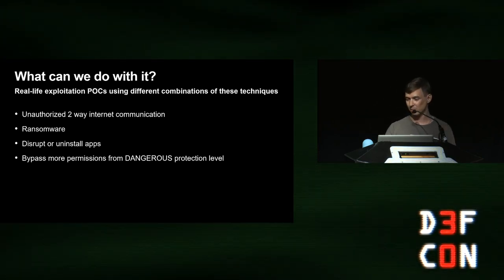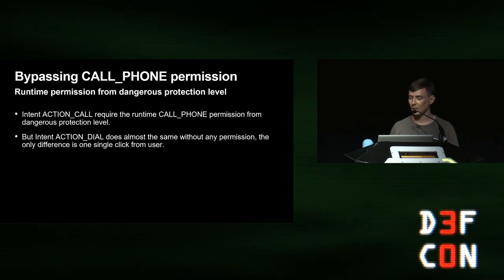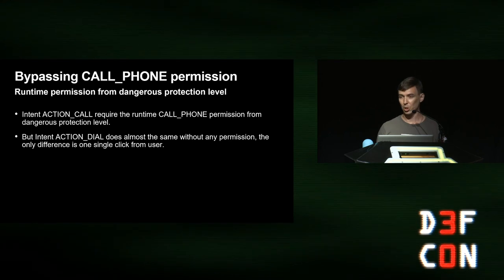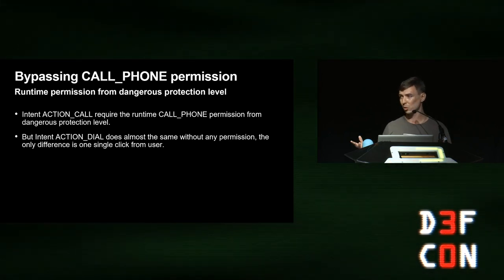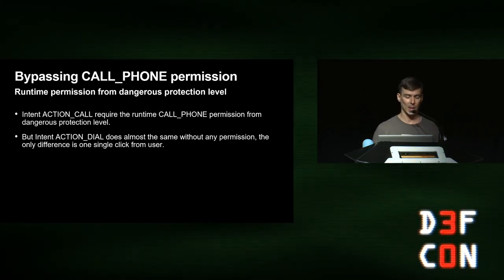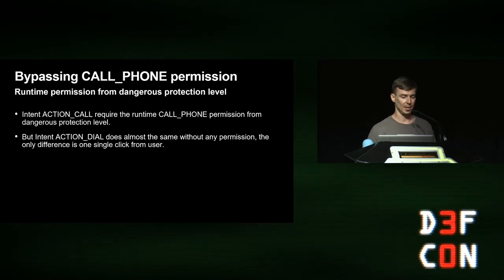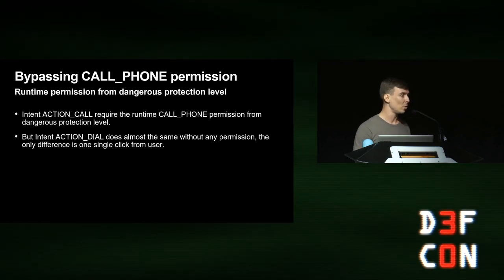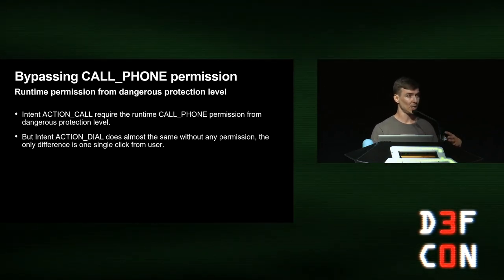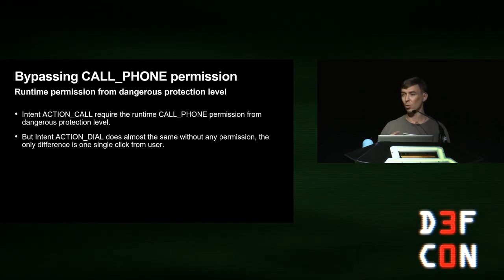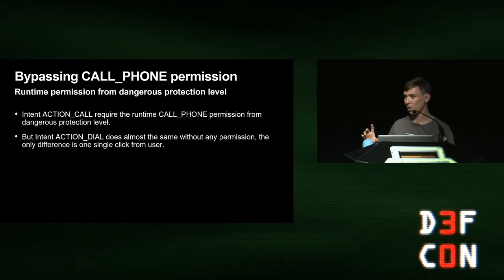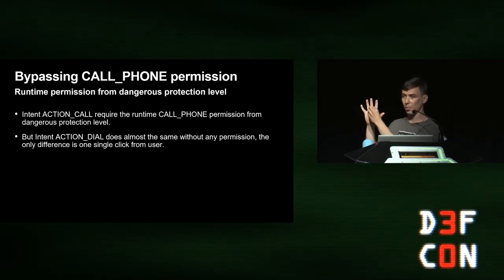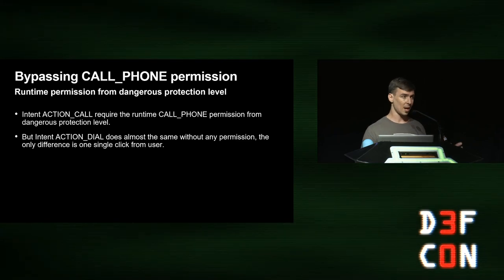Let's see some examples. Call phone permission. In Android, there is a permission from a runtime dangerous protection level called call phone. And it protects a particular action. It's called action call. If you create an implicit intent with action call and you give a URI with a phone number, Android will open a dialer. It will parse the URI and put the phone number in the dialer, and then it will start the phone call.